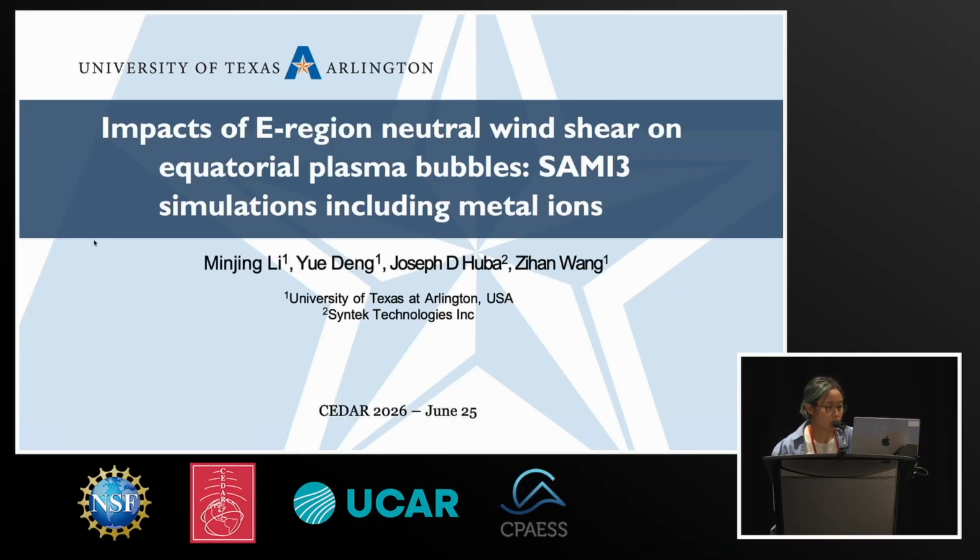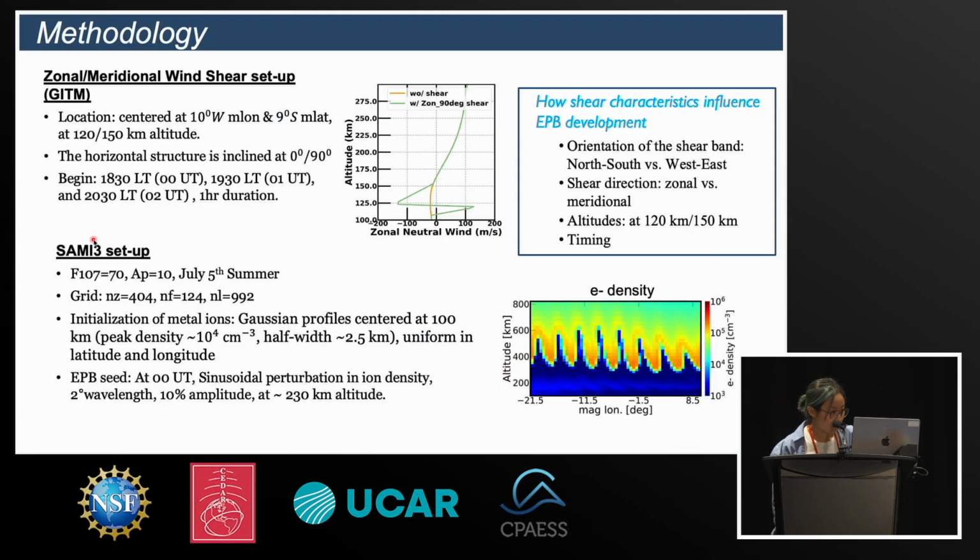I'm from UT Arlington, and today my topic is impacts of E-region neutral wind shear on the equatorial plasma bubble development. In this work, we mainly want to answer a question: can the large E-region neutral wind shears, large vertical gradient in the neutral winds, affect the plasma bubble development, and if yes, which properties of shears matter? To do this, we ran several numerical experiments using SEMI3, driven by the given neutral wind, temperature, and density.